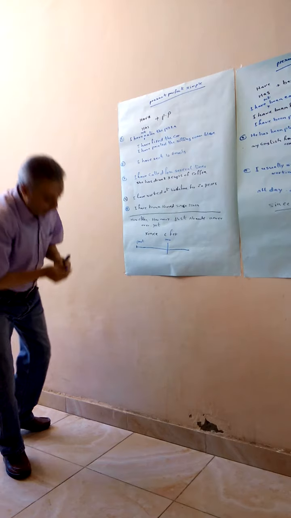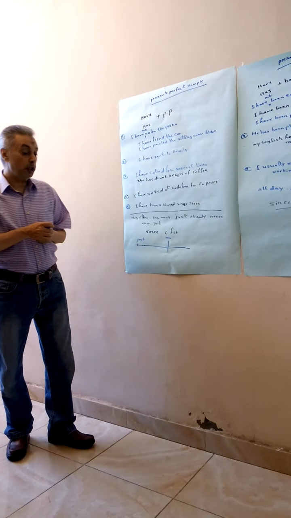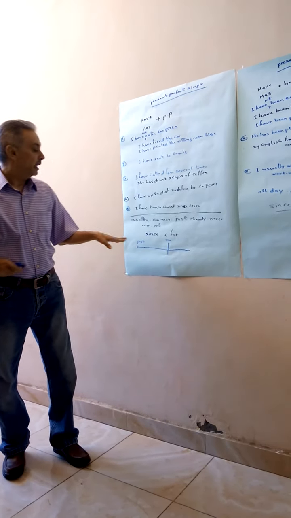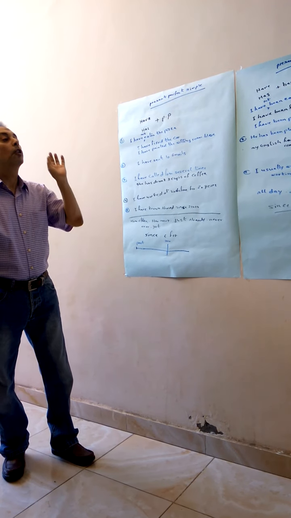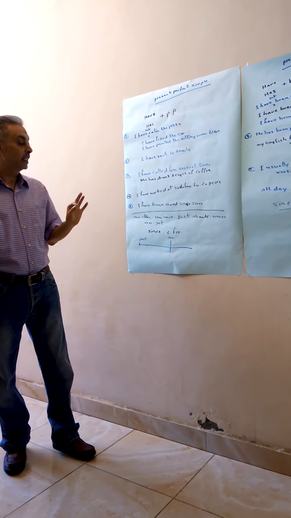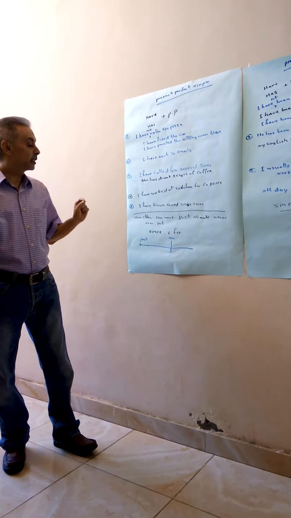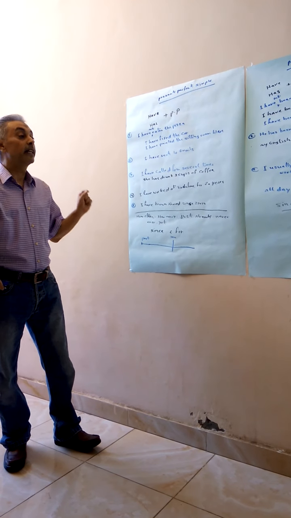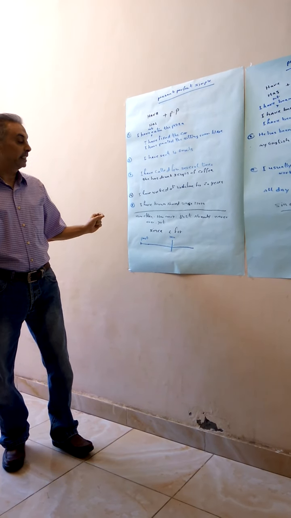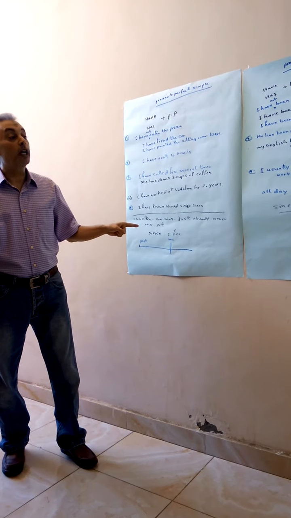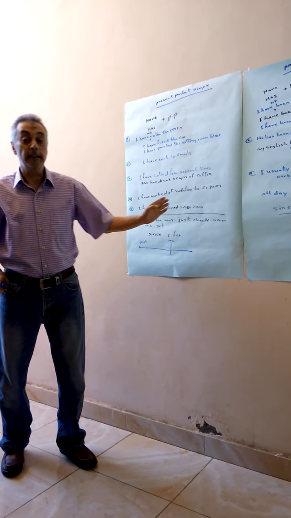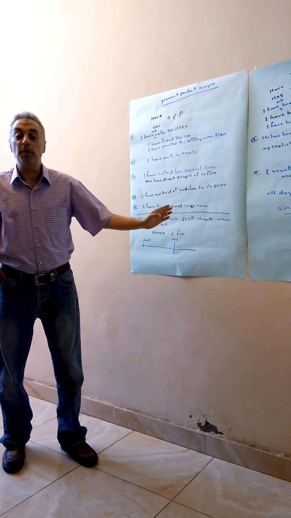So the difference between since and for, since is used to answer the question when. Since is used to answer the question when the action started. For is used to answer how long the activity has been happening.